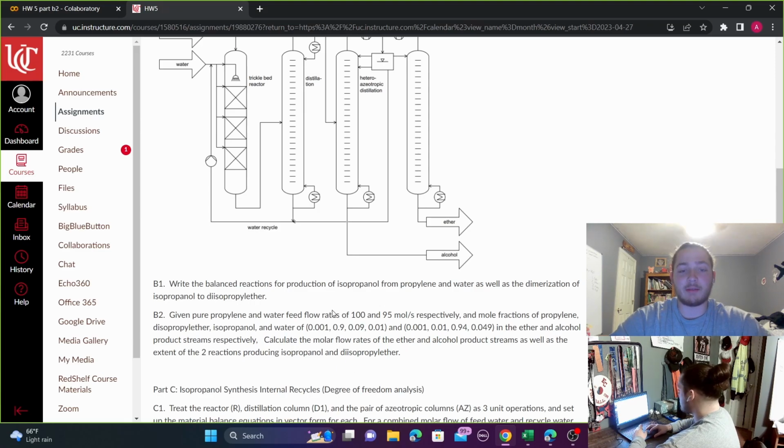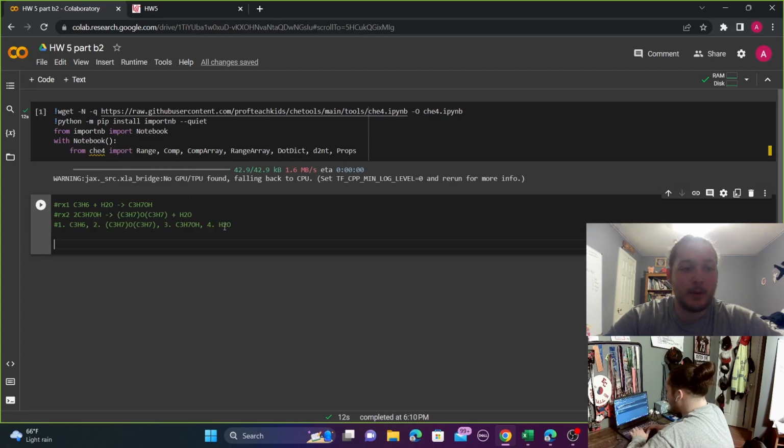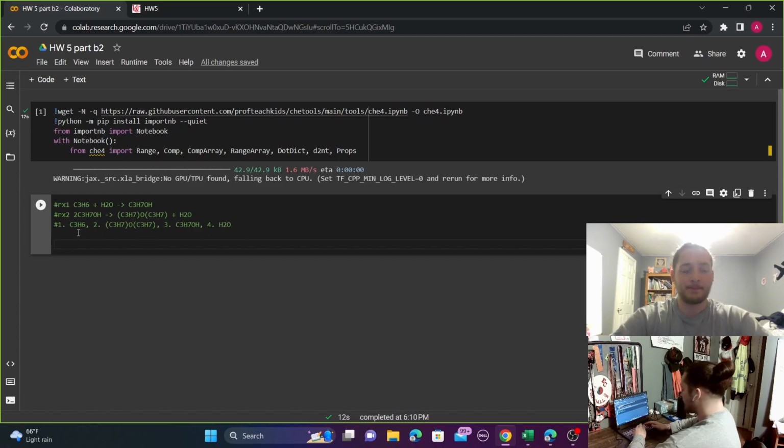We are going to calculate the molar flow rates of our ether and alcohol product streams, as well as the extent of the two reactions producing isopropanol and diisopropyl ether. So in our previous part, I wrote down both of the balanced equations that we will be dealing with. So now I will go over to Collaboratory, where I have our reaction 1, reaction 2, and our chemical compounds listed 1, 2, 3, and 4 in order of their volatility.